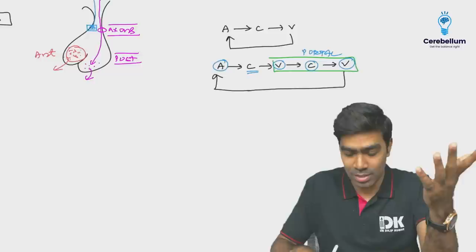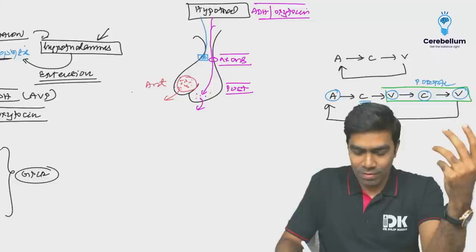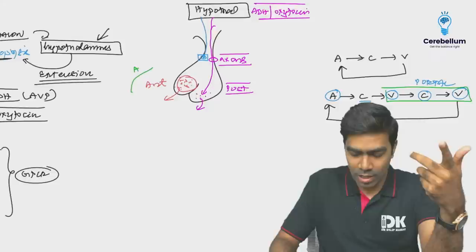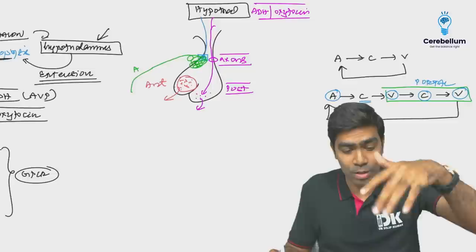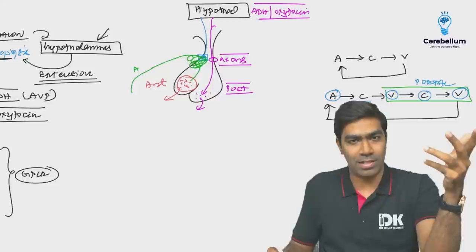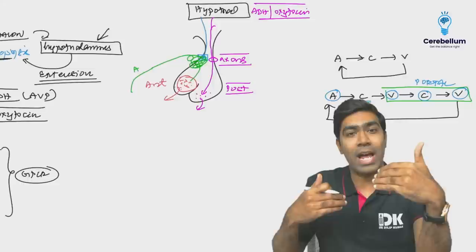The same thing happens in the anterior pituitary. You have the superior hypophyseal artery. This is an artery, and it breaks up into capillaries exactly in the median eminence. Those capillaries become veins, and they carry whatever factors are released by the hypothalamus into the anterior pituitary.